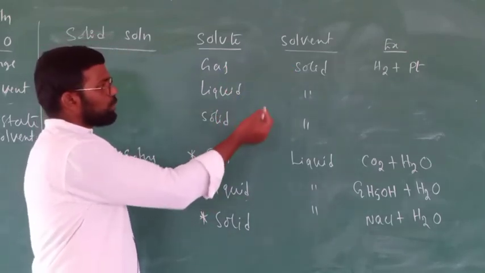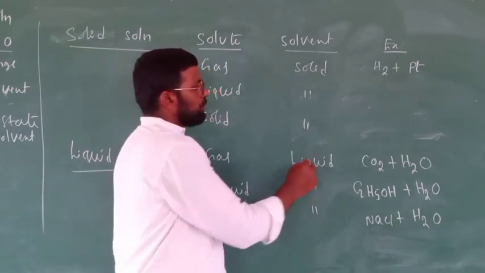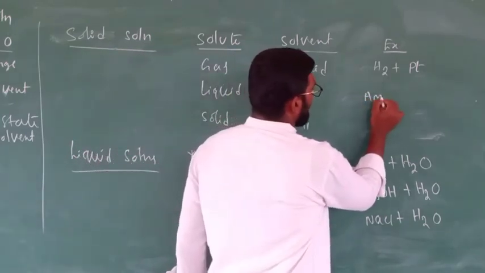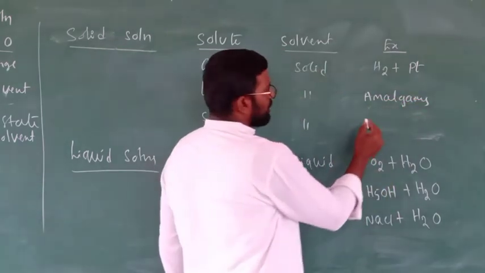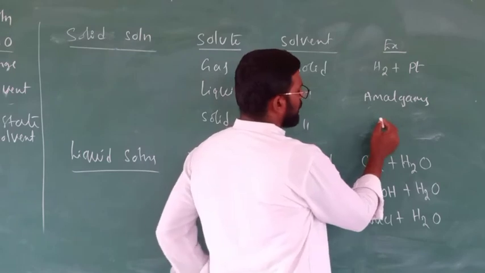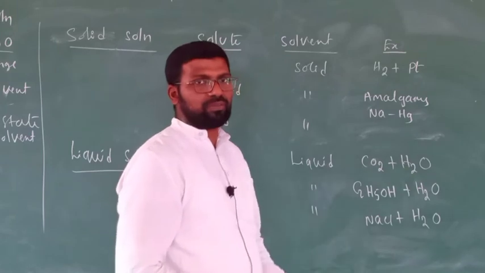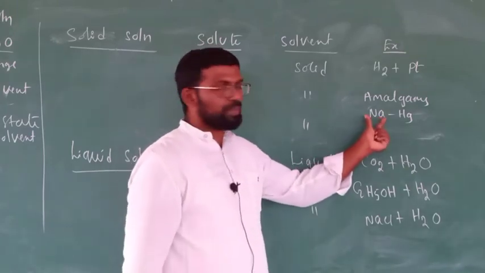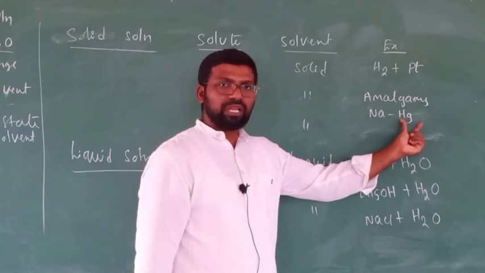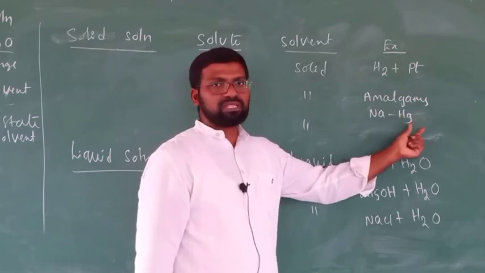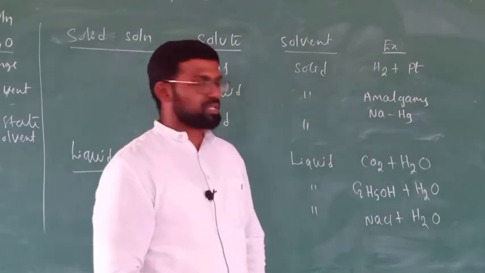Next, liquid in solid type of solutions. Liquid in solid. The best example for this is amalgams. What are amalgams? Amalgams are the alloys of mercury. For example, sodium amalgam, magnesium amalgam, etc. Here, sodium is a metal which is in solid state. Even mercury is also a heavy metal, but it is in liquid state. So for liquid in solid type, we can take amalgams as the best example.